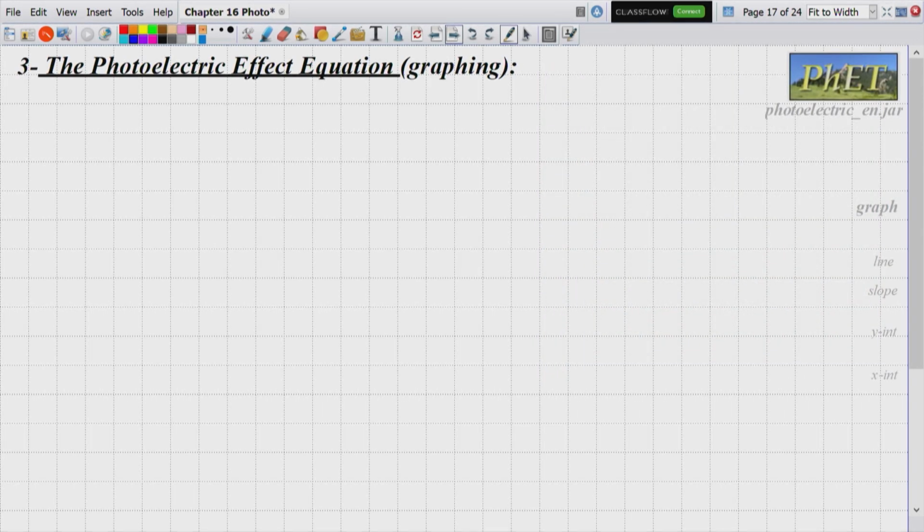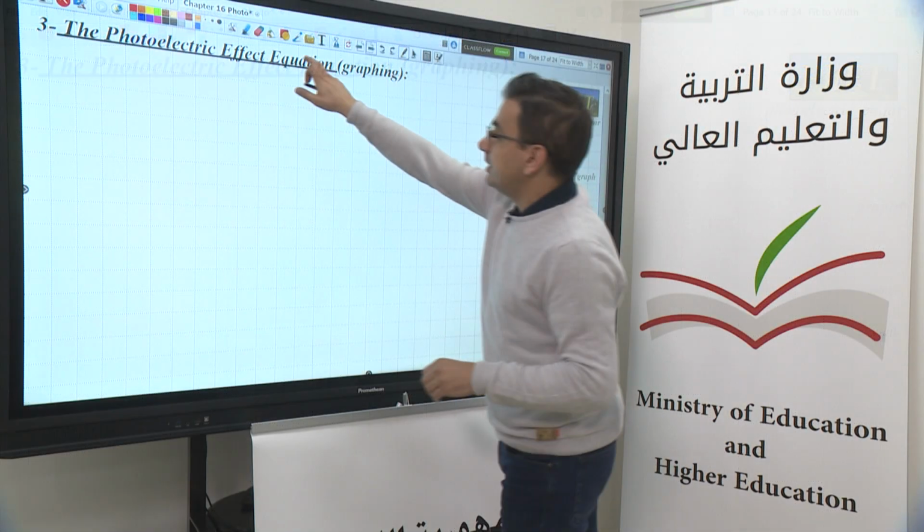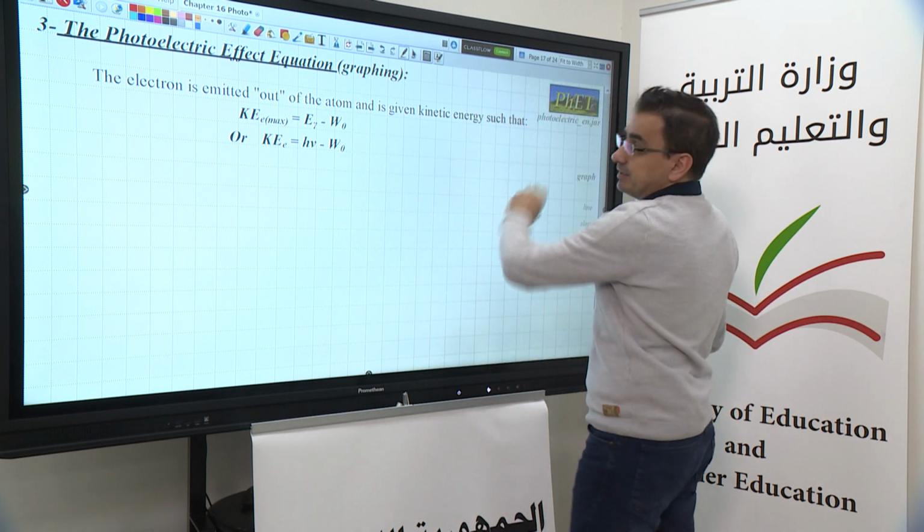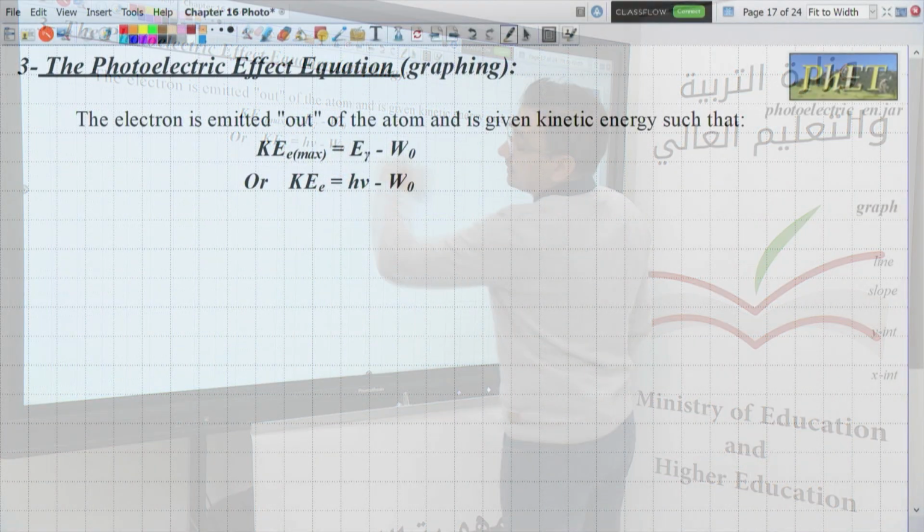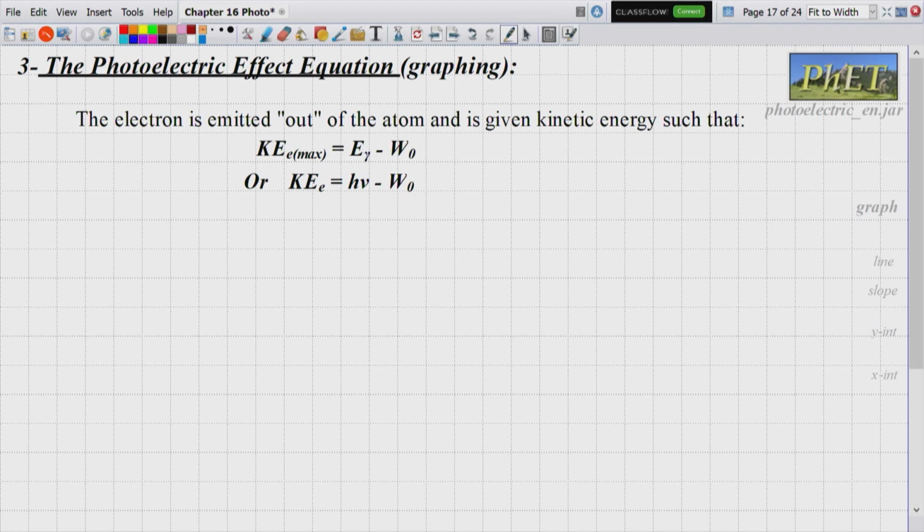So back to the photoelectric effect equation given by Albert Einstein. The electron is emitted out with given kinetic energy max equals the energy of the photon minus the work function. I replaced the photon notation by gamma. I'll try to use photon usually, but if I ever use gamma, just to agree on it.